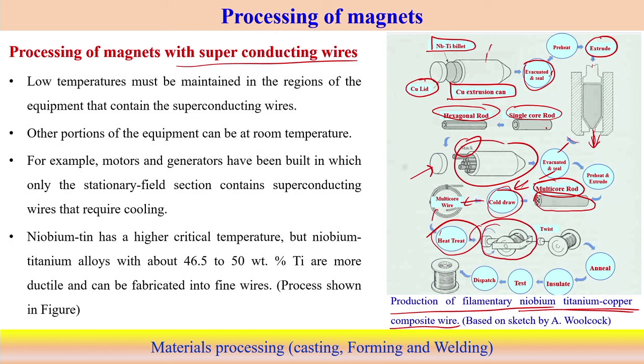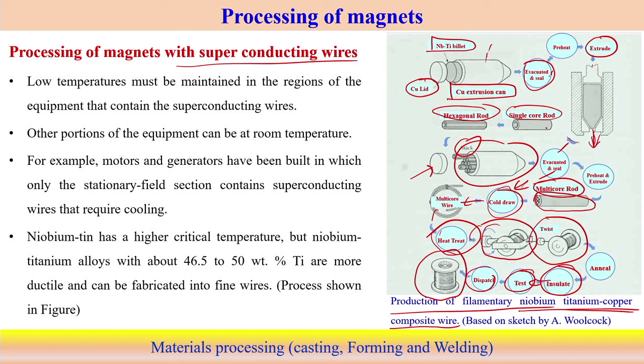We can see this is the winding and twisting of this wire. And then after twisting we perform the annealing operation. This is one kind of heat treatment operation we can perform. Annealing basically releases the residual stress. Once the annealing operation is done, we insulate the wire, test the wire and dispatch it, and it is available in the market in the form of a reel.